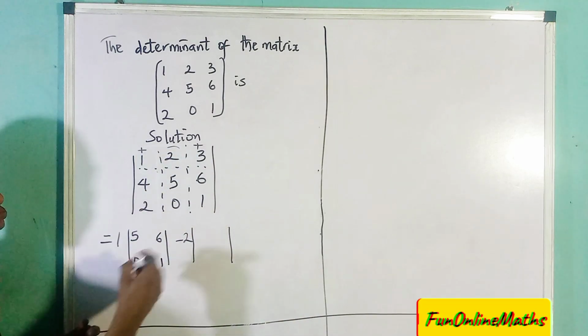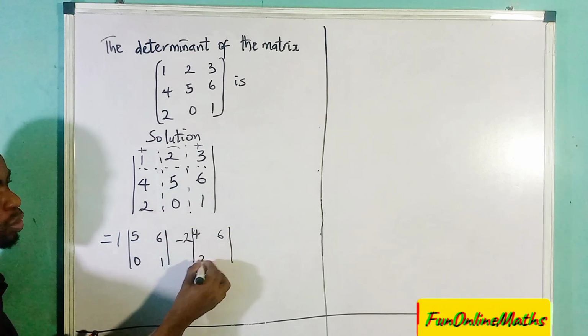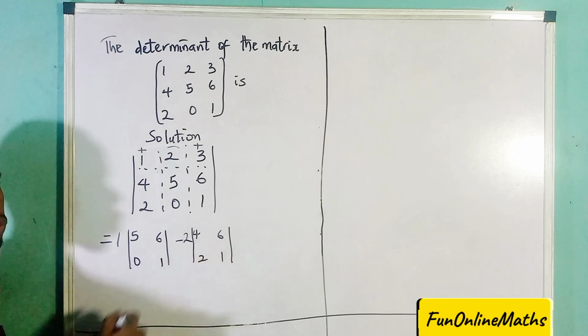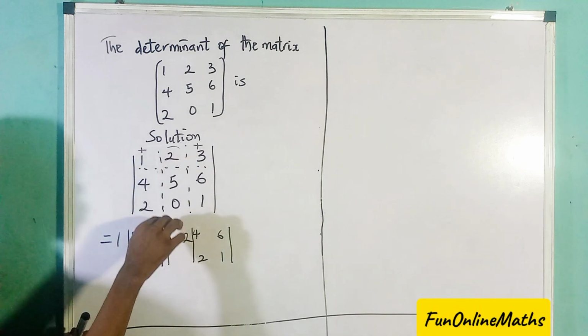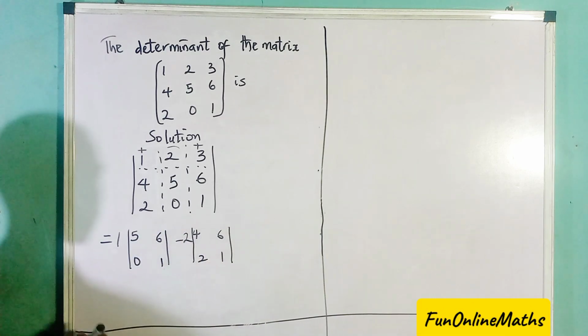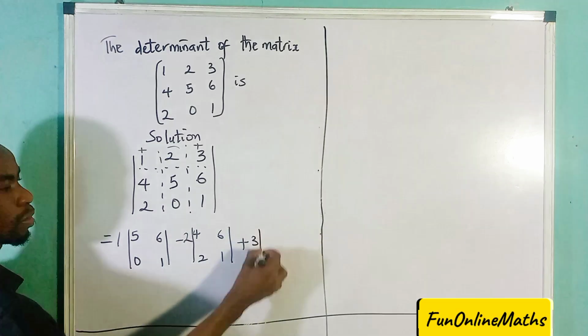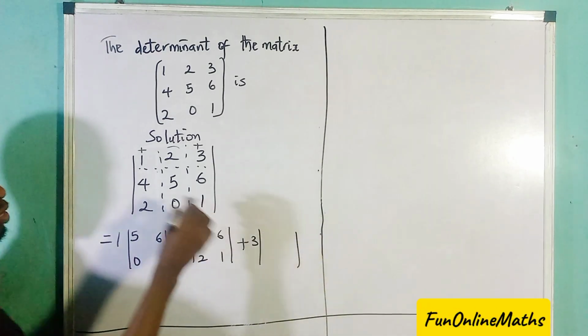And then we have 4, 6, 2, and 1. So what we do is break out each column and each row. Whatever is left, you put it down here. And then lastly, plus, we have 3. We have our own matrix now.